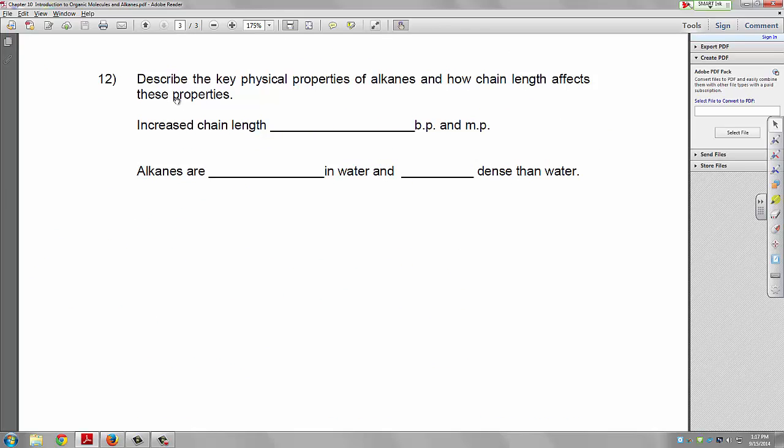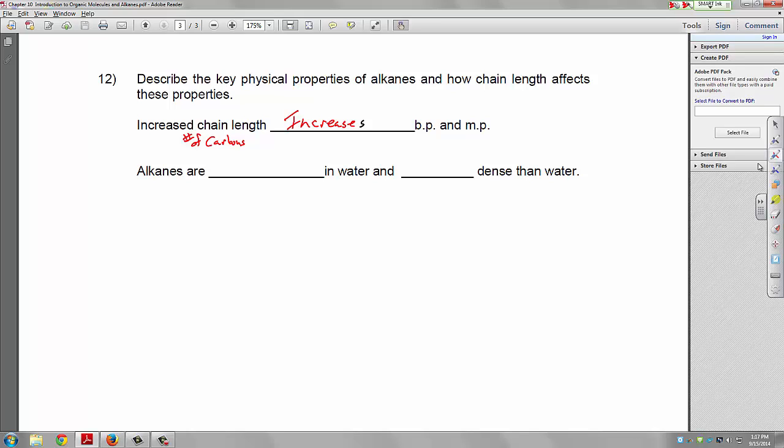Okay. All right. Lastly, the key physical properties of alkanes and how chain length affects these properties. Okay. An increase in chain length increases the boiling point and melting point. And they say increased chain length. Increased, you can read this as number of carbons.